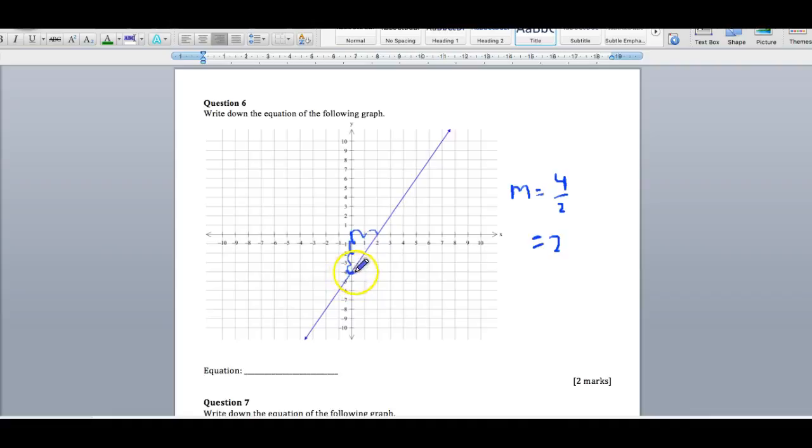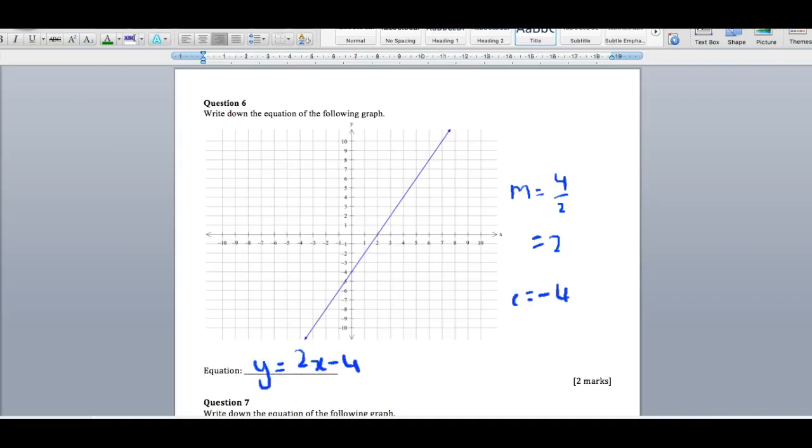And your y-intercept, now we can't really see that, can we? So I'm just going to rub this out so you can now see it. Okay, it's going through -4, so c equals -4. So your equation is y equals 2x minus 4.